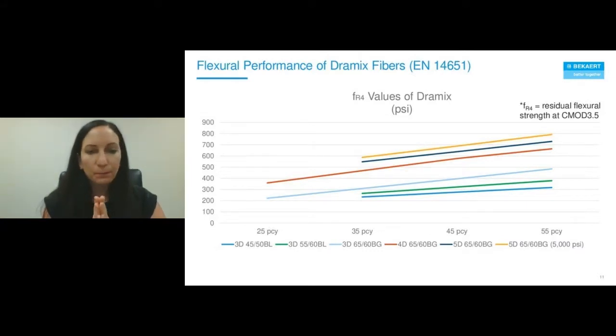So, if we're looking at the FR4 values, for example, that's corresponding to your ultimate strength condition, your ULS. So let's say that I've specified a project which needs 600 PSI FR4 value. So there's a number of different combinations I could use to get there, right?